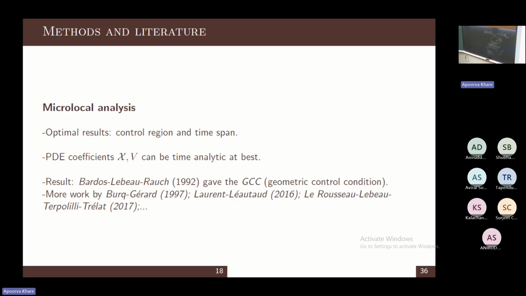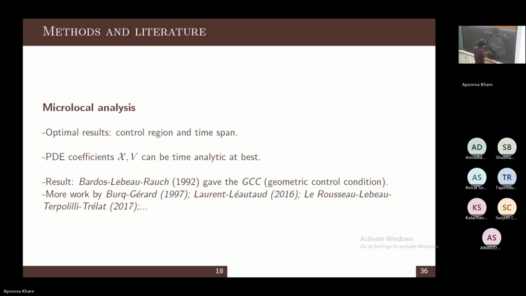A lot of work has been done in this direction, but I'll just mention the work by Bardos, Lebeau, and Rauch, who, using the microlocal approach obviously, found this notion called the geometric control condition, which gives you a relation between the control region and how long you have to wait to get controllability. I cannot draw the figures in 2 dimensions, but let's say you have a string, so 1 dimension, and I'm putting control only on the right component.